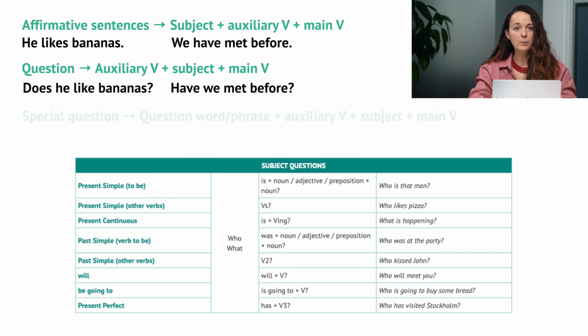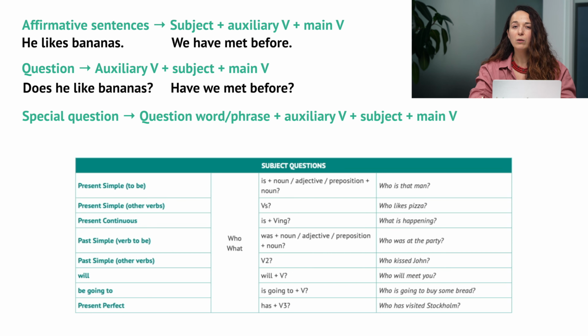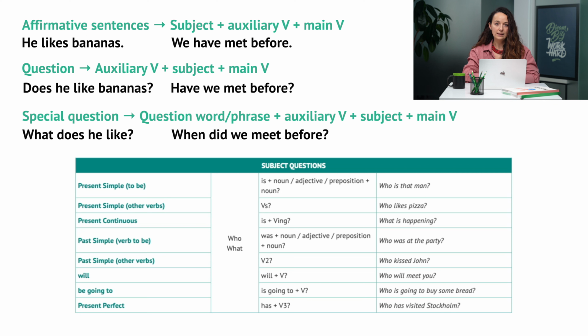And in order to ask special questions, what, where, who, when, why, what kind, etc., we have to use the question word or phrase before the auxiliary verb. What does he like? Where did we meet before? And don't forget that in present and past simple, we have to put the main verb in its infinitive form. He likes, does he like? We met, did we meet?